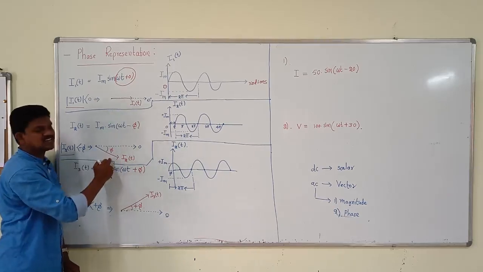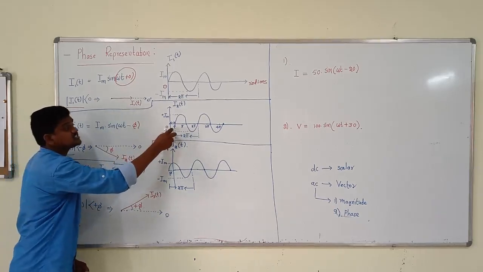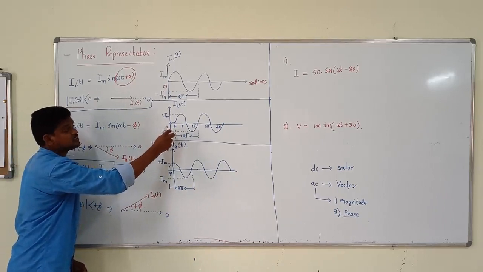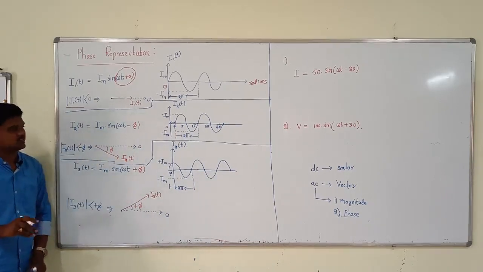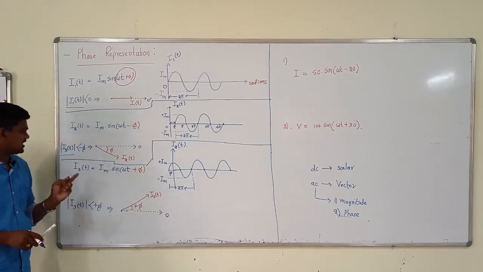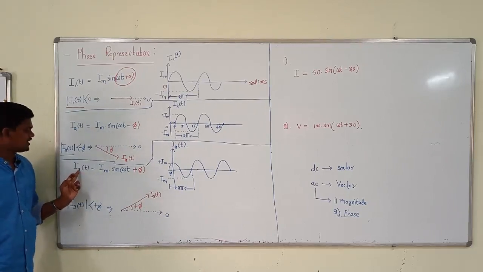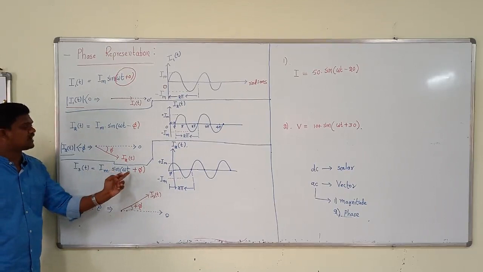The phase represents the direction. It shows the point at which the wave starts. So this is about I2 of t. Next, I3 of t. I3 of t is like this: Im sin(omega t plus phi).